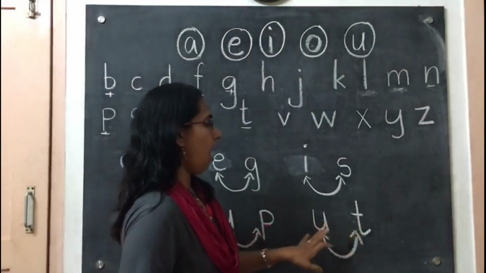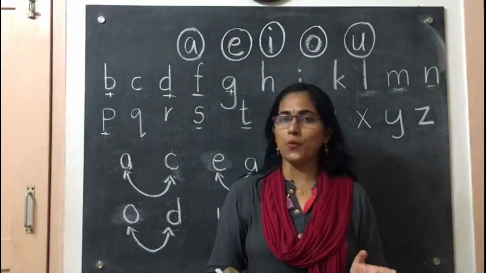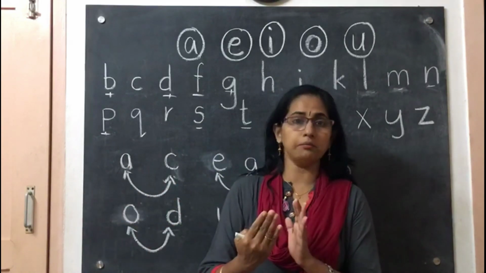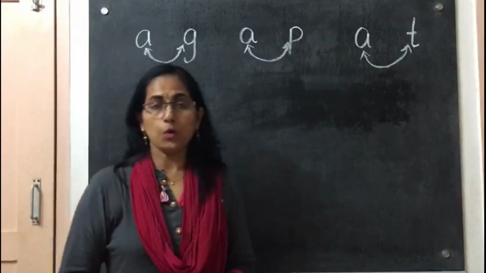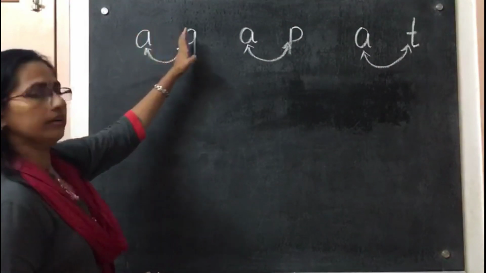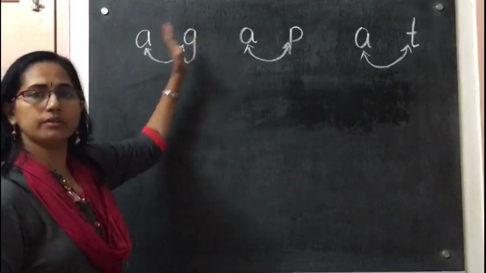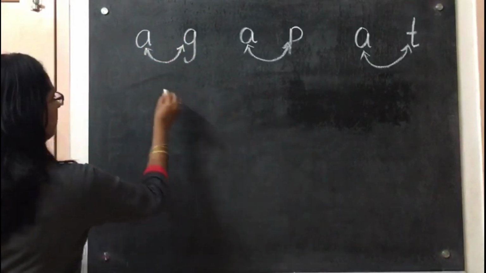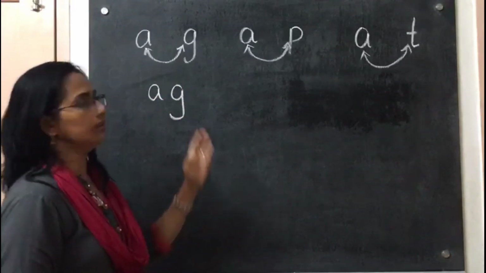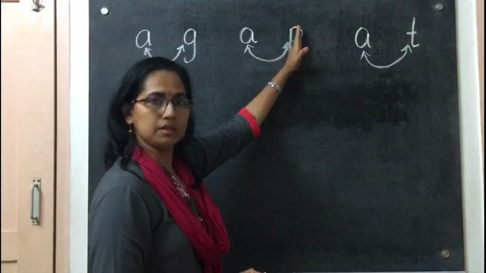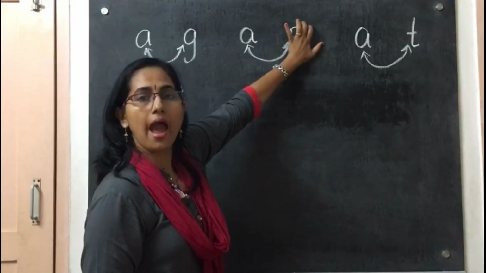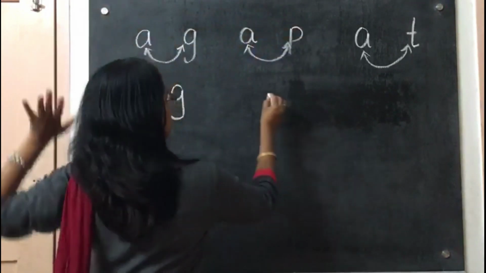In this video, I am going to introduce how to join 3 letters together and make a word. Now let's start with vowel A. Here we have A, G, right? Join together A, G, ag. And A, P. Vowel A and consonant P, ap.